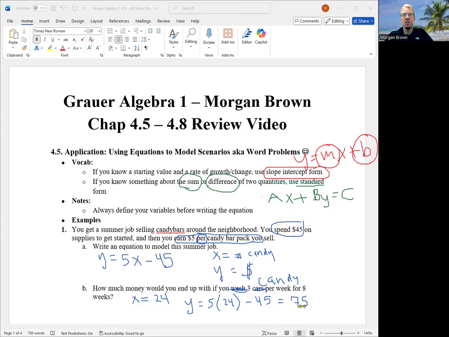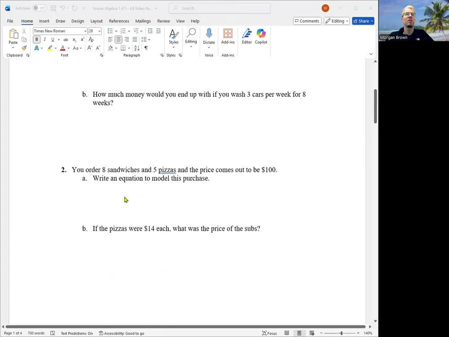So this takes into consideration the fact that you had to pay the $45 at the beginning, because that's minus 45 right here. So you'll end up with $75 profit if you did this task. Okay, one more example. Let me clear your screen. Scroll down. Second example, buying some sandwiches and pizzas.